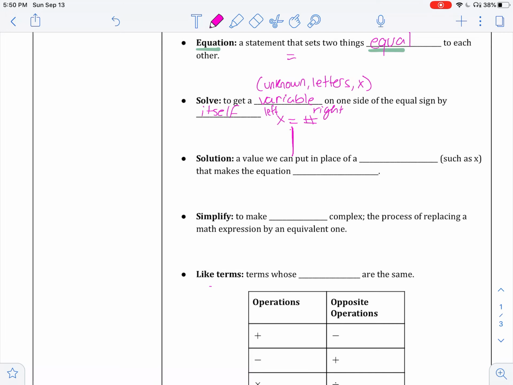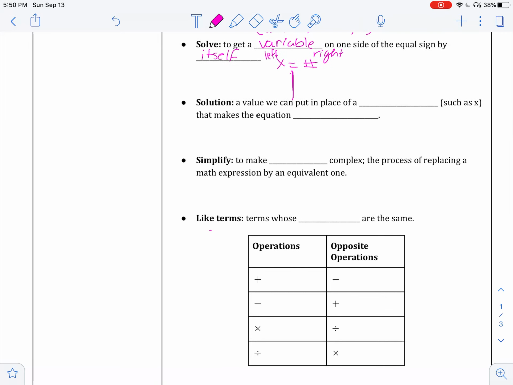Our next definition is solution. A solution is a value that we can put in place of a variable, such as x, that makes the equation true. So if we think of a true statement, an example of that could be something like January is the first month of the year. That is a true statement. Another example of a true statement could be 4 equals 4. We know that 4 definitely is 4, or 2 equals 2. An untrue statement would be something like 3 equals 2. 3 does not equal 2, so that is not a true statement.